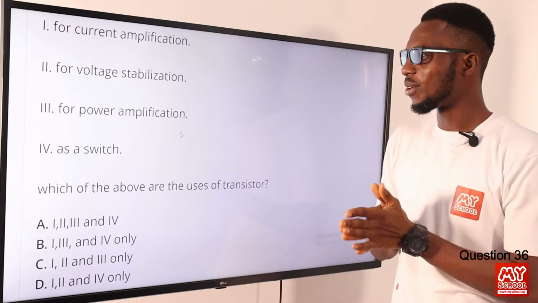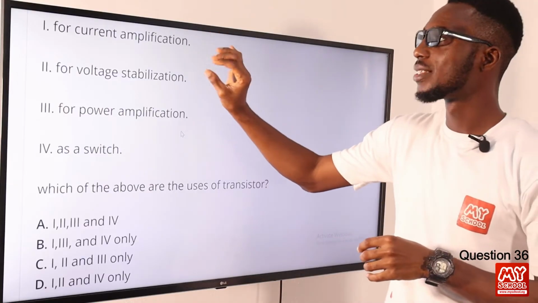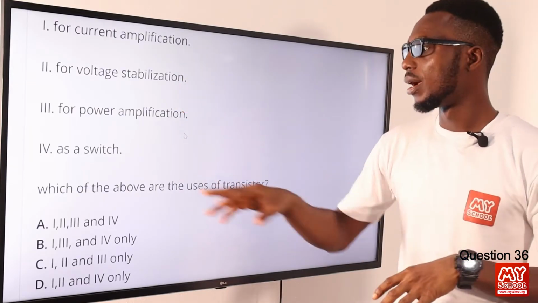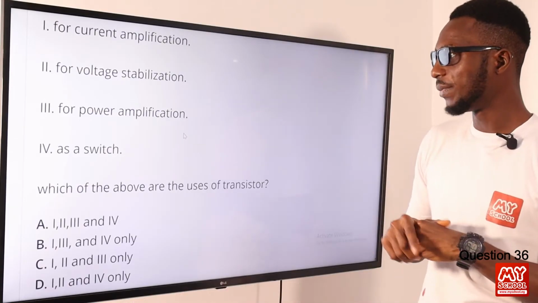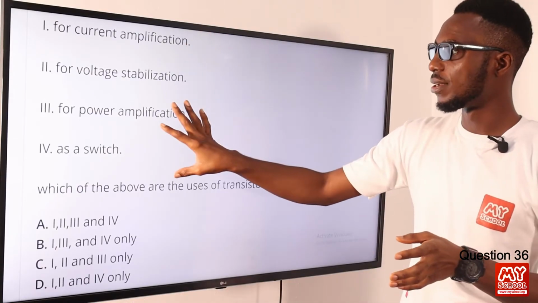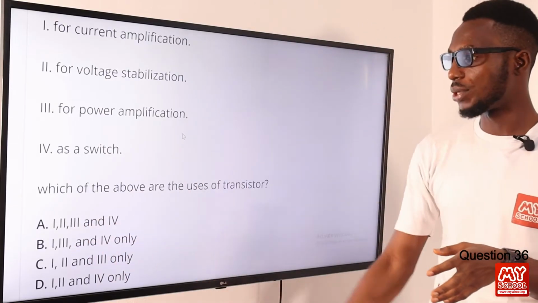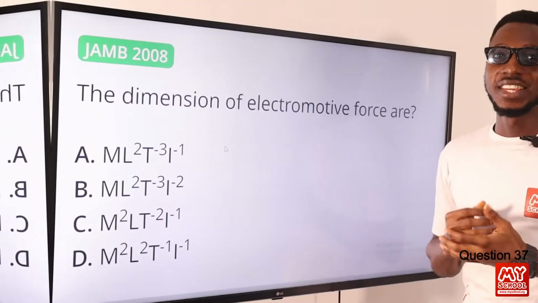So the correct combination, like I mentioned, is amplifying current, stabilizing voltage, power amplification, switching, and also as a switch, very, very important. So the combination should be all of this, from what I perceive. So I have 1, 2, 3, 4. So I'll go for option A. So option A is the option we should be seeking.